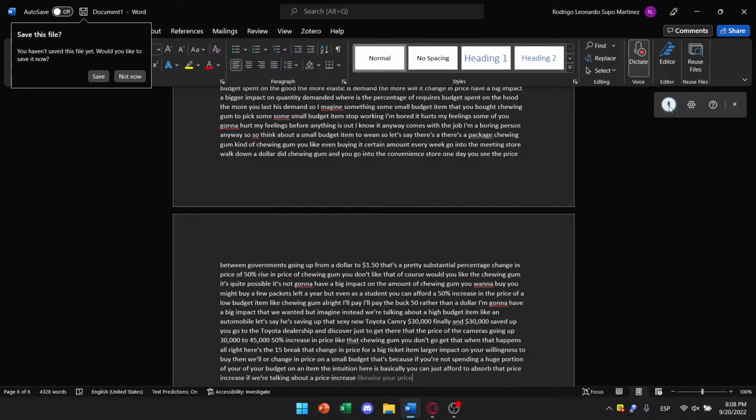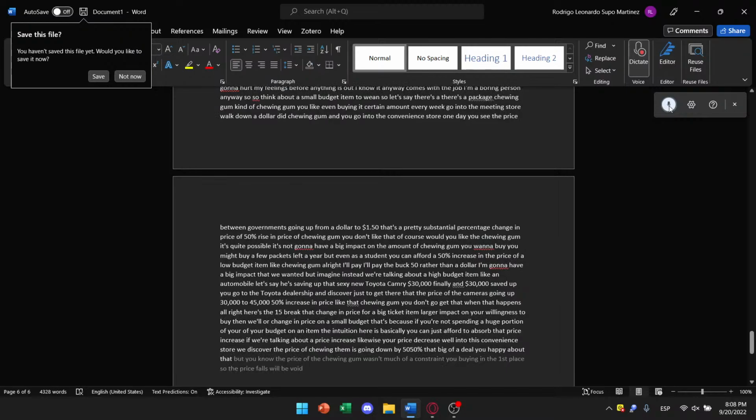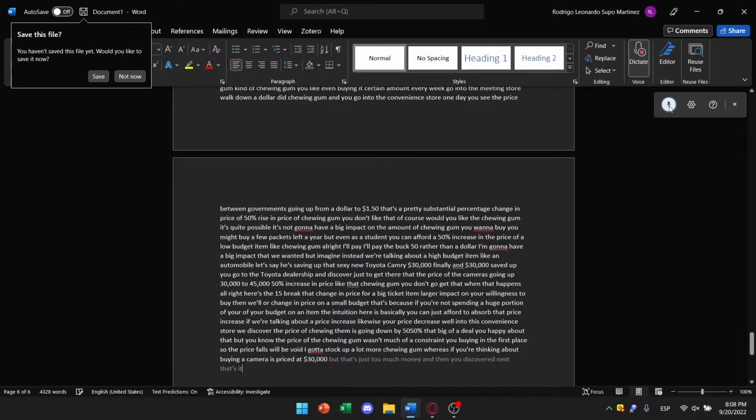You walk into this convenience store and you discover that the price of chewing gum is going down by 50%. It's not that big of a deal. I mean, you're happy about that, but the price of the chewing gum wasn't much of a constraint in buying it in the first place. So if the price falls a little bit more, you're not going to stock up on a lot more chewing gum. Whereas if you were thinking about buying that Camry, it's priced at $30,000, but that's just too much money. And then you discover next day it's on sale for $15,000, you may be much more likely to buy it.